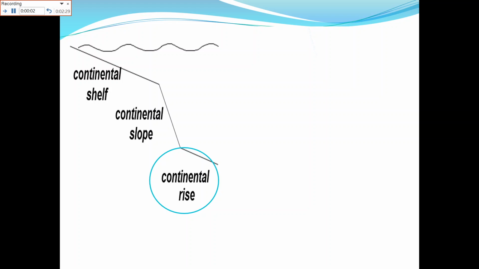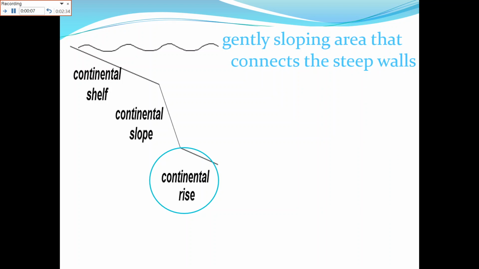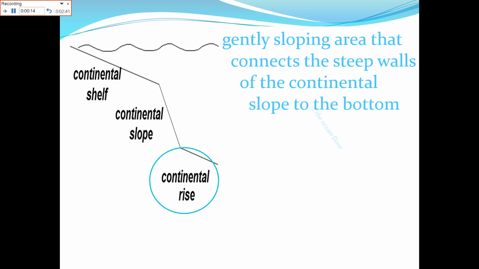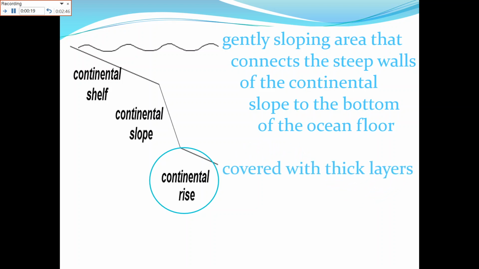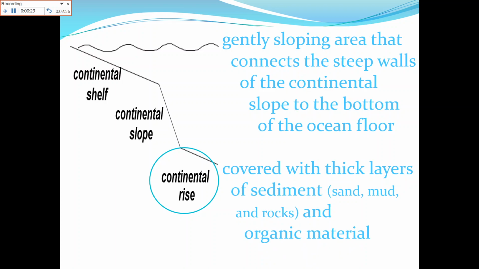Alright, then you have this continental rise. And this is a gentle sloping area that connects the steep walls of the continental slope with the flat abyssal plain, or the ocean floor. It's covered with, you guessed it, thick layers of sediment, sand, mud, rocks, and organic material, dead stuff. Okay, so you have your continental shelf, which is gently sloping.